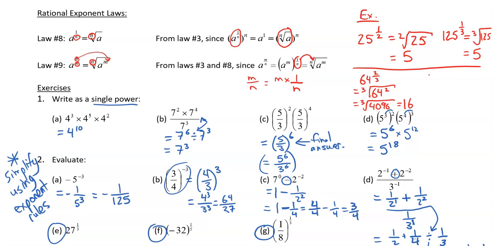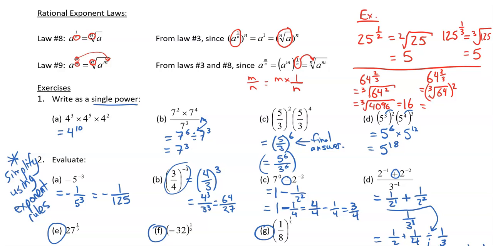Now, I want to show you another way we can write this, and we're going to arrive at the same answer. If we instead write this as 64 to the 2/3, and we write this as the third root of 64 to the power of 2, we can take the root first. Watch this.